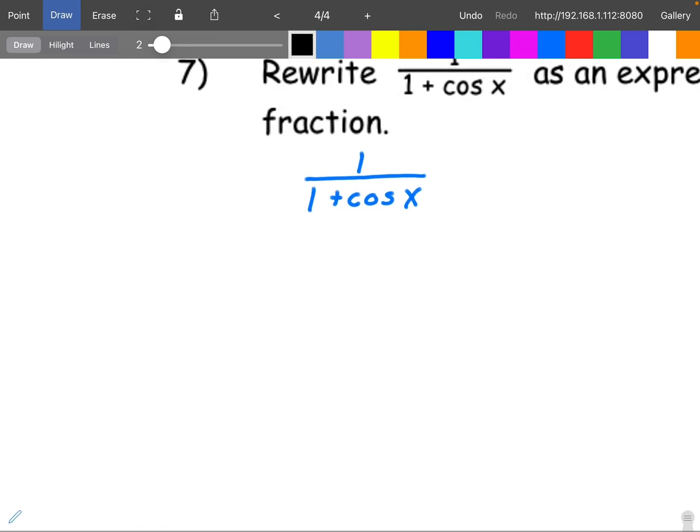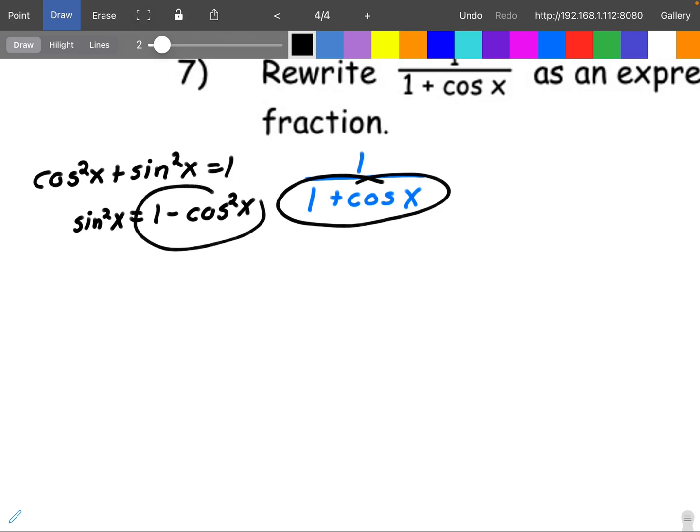Now, I know that my Pythagorean identity of cosine squared x plus sine squared x equals 1 can be manipulated, and I could have that as 1 minus cosine squared x equals sine squared x, because I just subtract that cosine squared x to the other side. So if I can find a way to turn this into this, then I could get my denominator to be a nice simple sine squared theta.